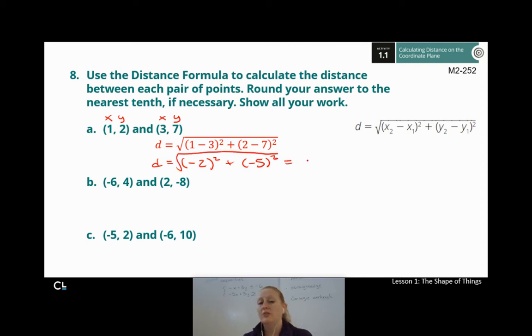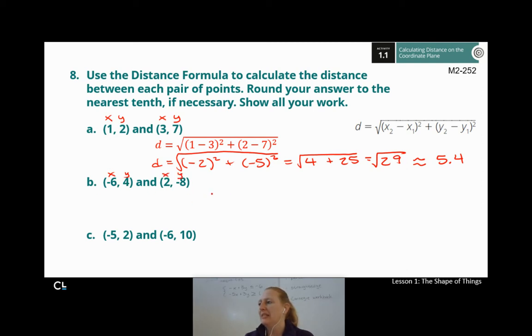And of course, -2 squared, -2 times -2 is a +4. -5 squared, well, -5 times -5 is a +25. 4 plus 25 is 29, and this is why I have the calculator. I was doing all right until then. Turns out that if you round to the nearest tenth, you get about 5.4-ish, something like that.